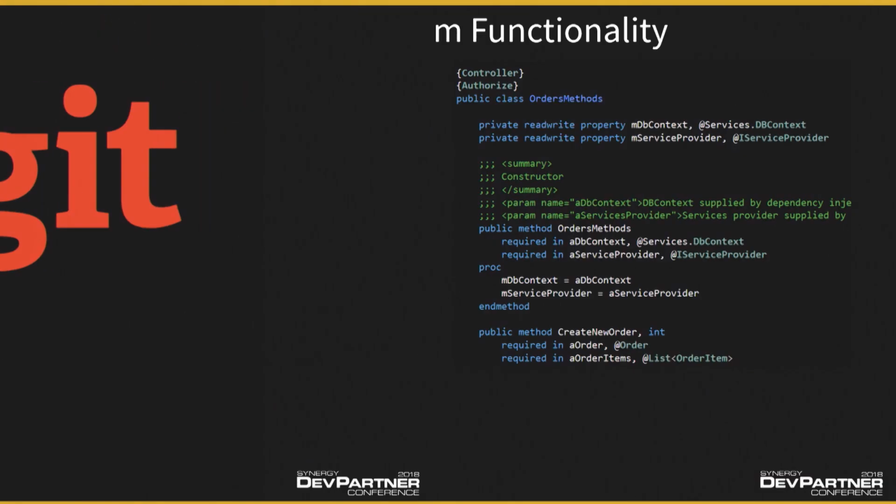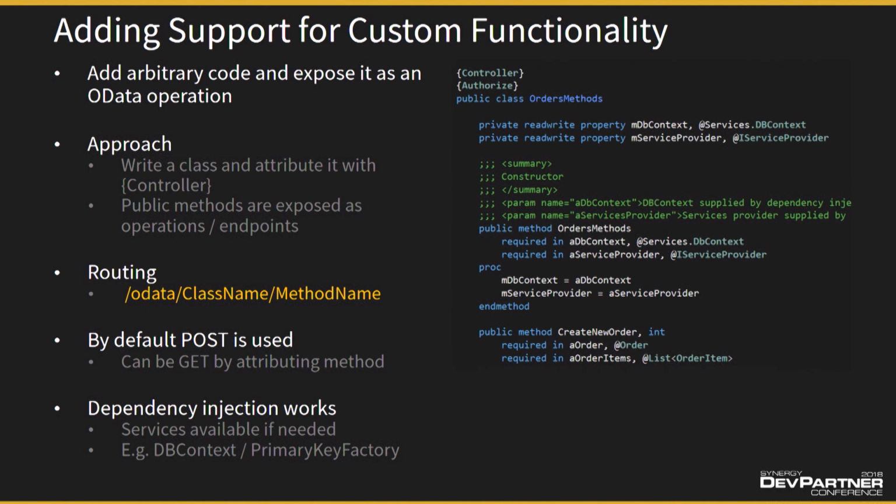Okay, what's next? What we're going to do now is look at how we can support custom functionality. Okay, just one simple example. It's all well and good having a collection of customers and a customer and drilling into it and creating and updating, deleting, but what if you want to do something custom? So what we're going to do is add an arbitrary piece of code and expose it as an OData operation. We're going to just write an arbitrary class and we're going to attribute it as controller.